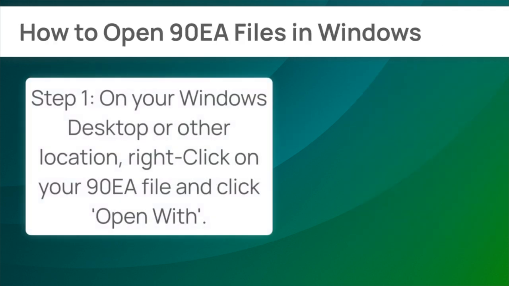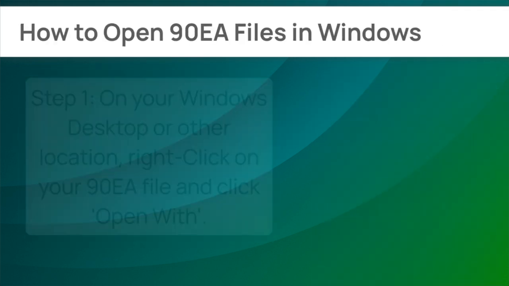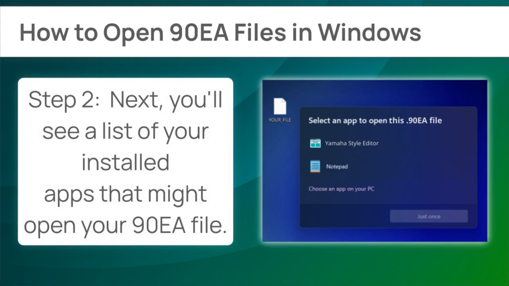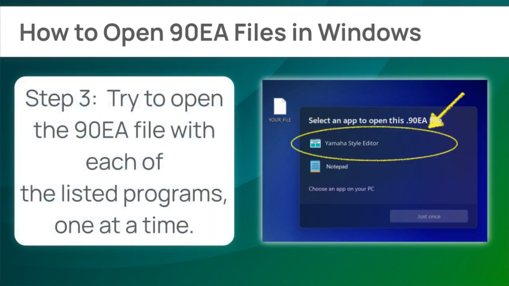The initial action is crucial. Right-click your 9.0 EA file and select Open With. Use Yamaha Style Editor if it's installed. It's the best candidate. If not, cycle through the remaining options until one works.